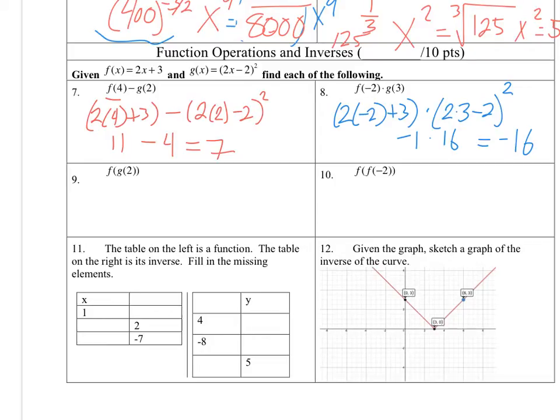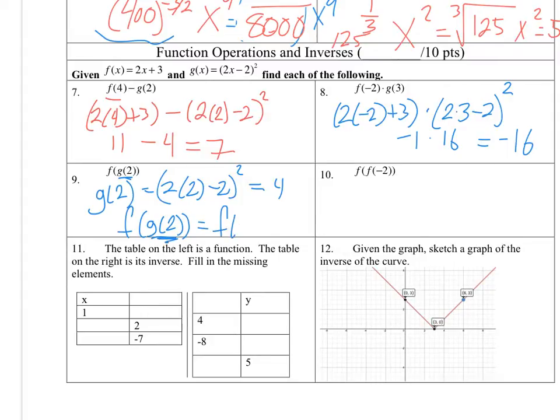Next up we've got f of g of 2. First I'm going to find g of 2. And, oh, I did that in the first one. That's going to be 2 times 2 minus 2 all squared. In other words, 4. And I'm going to take that and find f of that. So f of g of 2, we just found g of 2, is the same thing as f of 4. And f of 4, hey, we did that in the first problem too. We found it was 11.